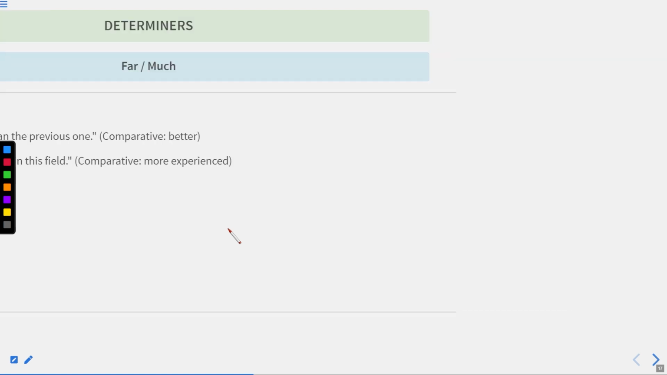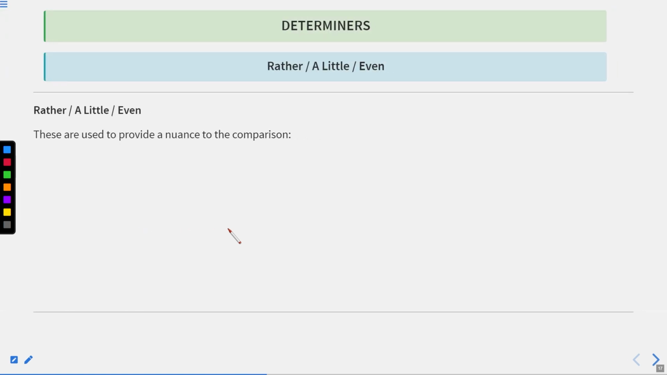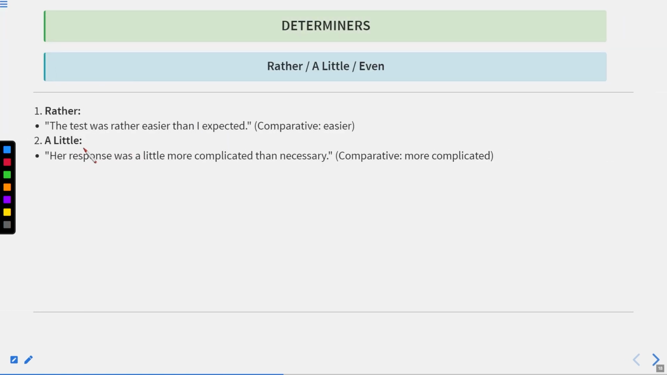Now the next determiners: rather, a little, or even. So we'll discuss the uses or meaning of rather, a little, or even now. These are used to provide a nuance to the comparison. It means a slight or subtle difference. Rather: the test was rather easier than I expected.